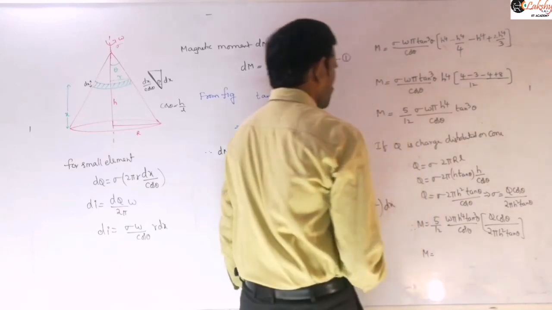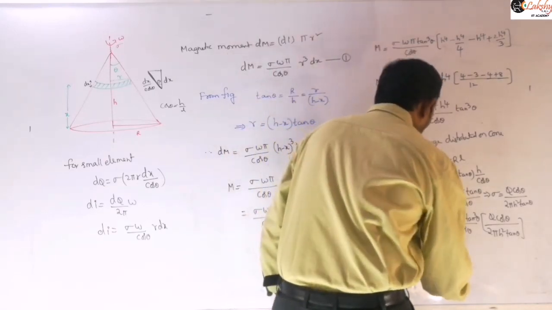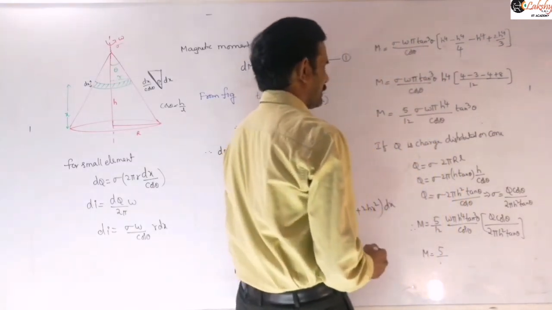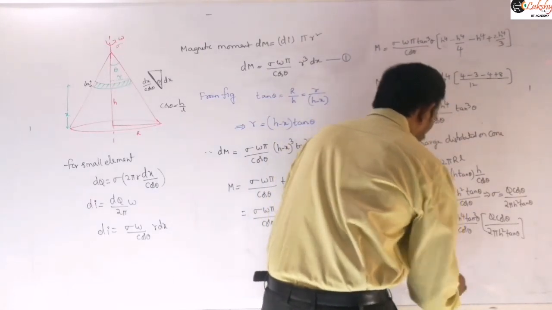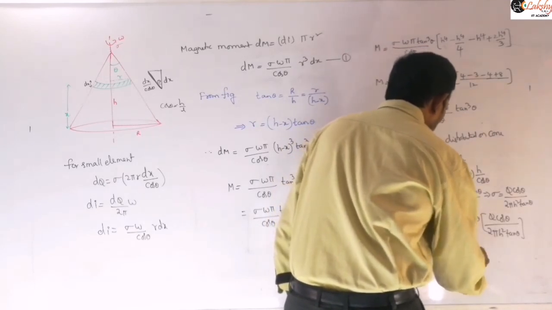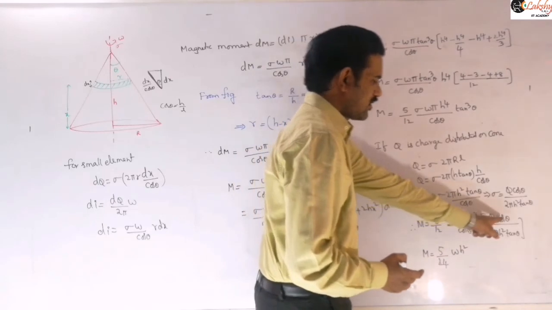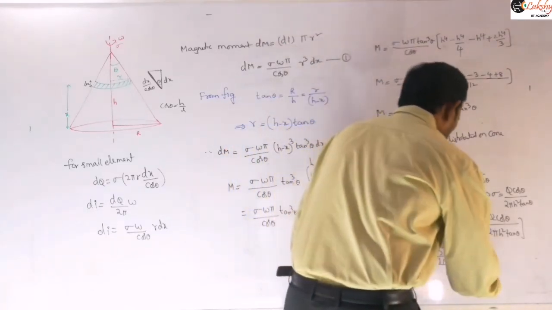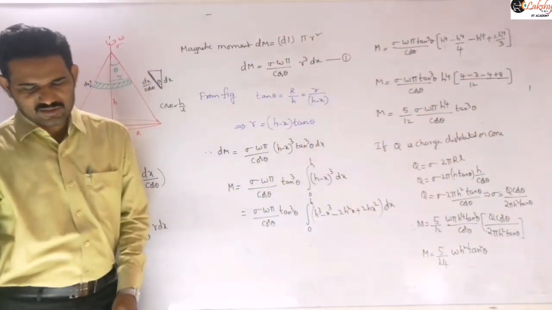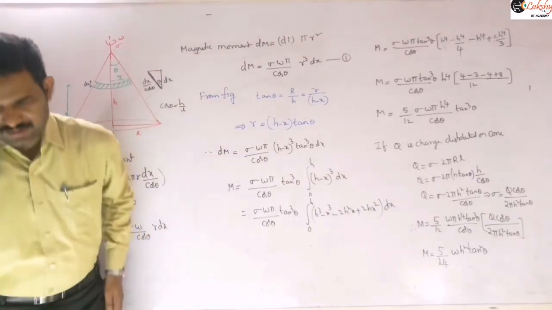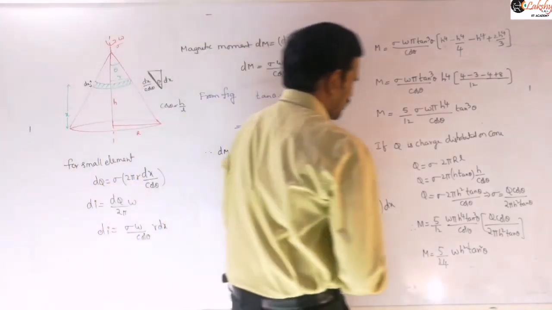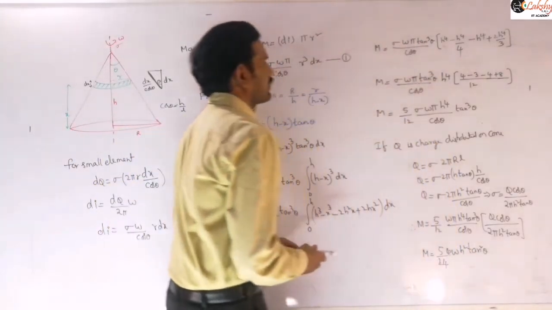If you simplify this expression, you can write it as 5 by 24 into, let us say this pi value will be cancelled, omega into h square, pi is cancelled, and here cos theta and cos theta will be cancelled, and only tan square theta will be there. So that is the magnetic moment expression in terms of this charge q.